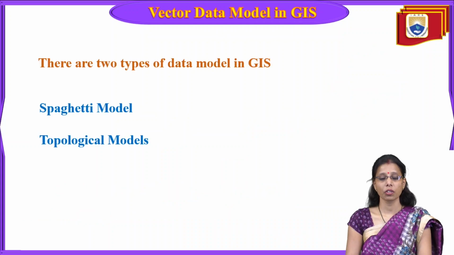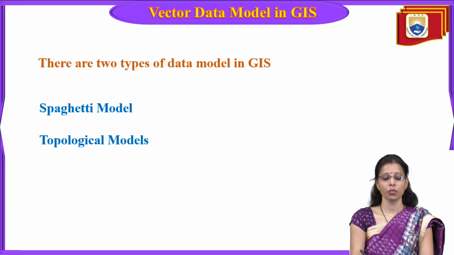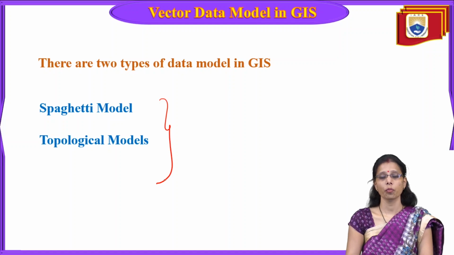Now there are two types of vector data model in GIS. So what are the two types of vector data model in GIS? We have two types of model, that is the spaghetti model and the topological model.